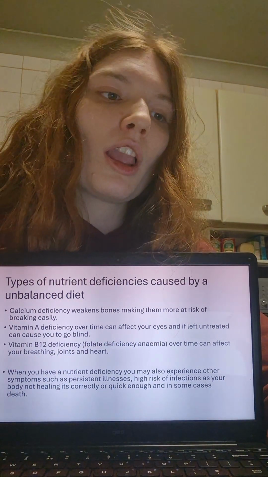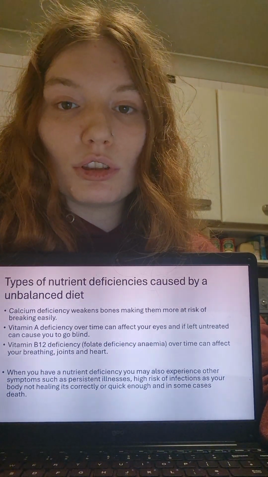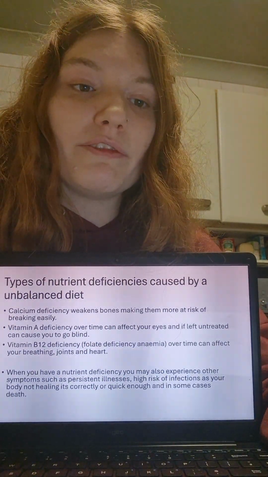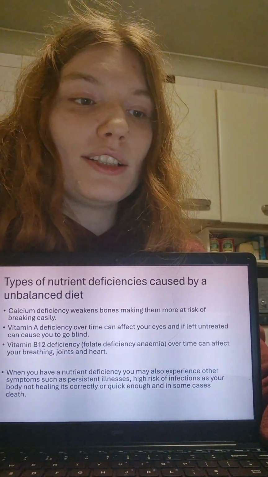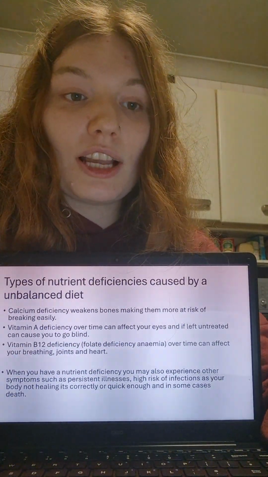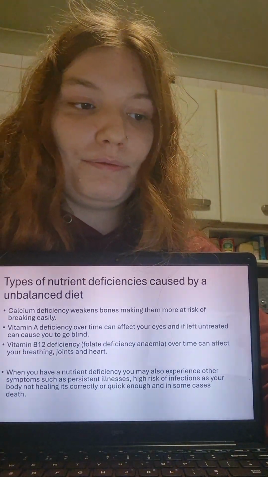When you have deficiencies, you may also experience other symptoms such as persistent illness, high risk of infections, as your body isn't healing correctly or enough, and in some cases death.